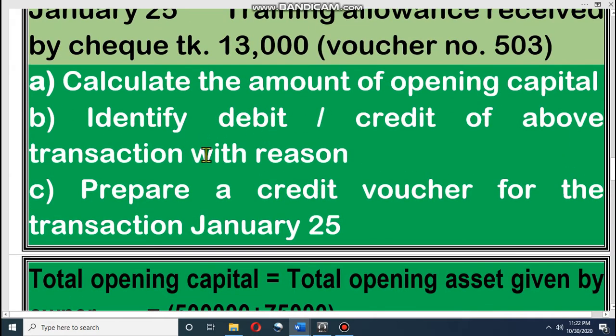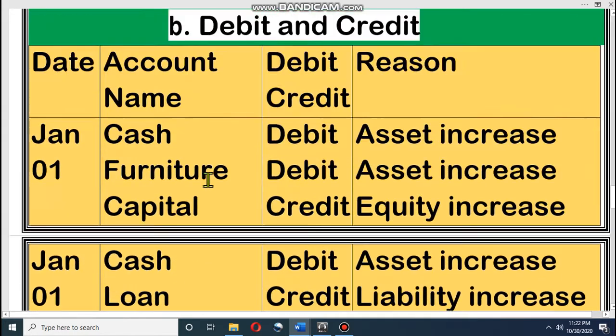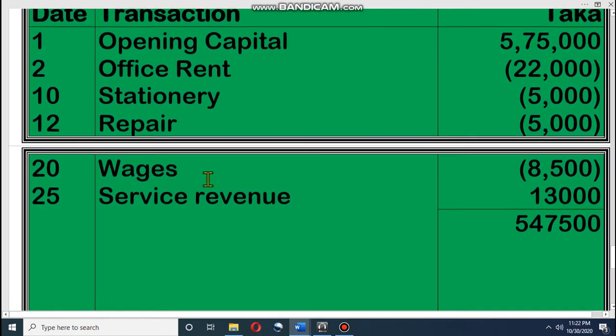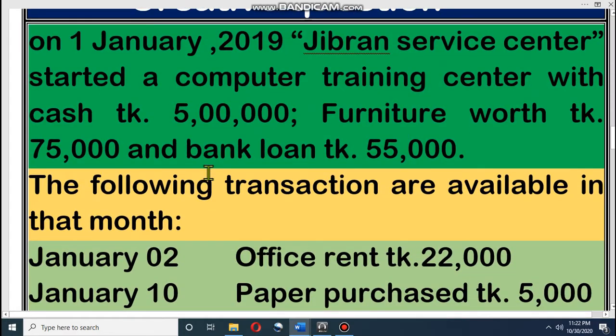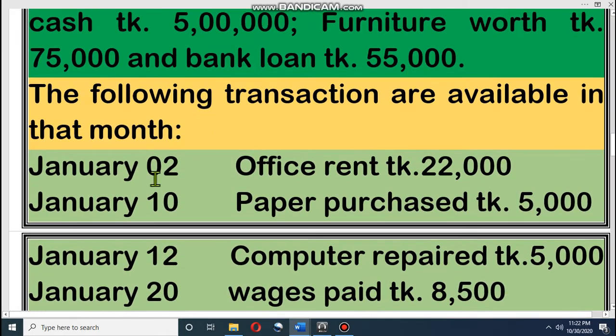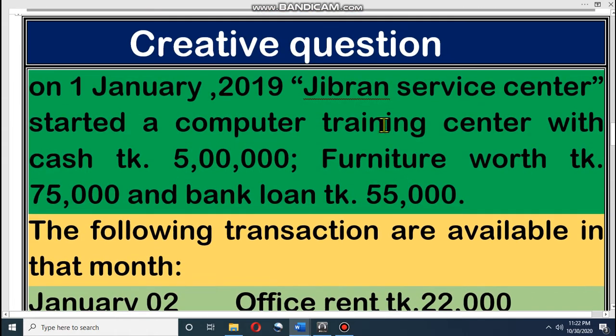Now requirement B, identify debit and credit with the above transactions. That means we have to find the amount of debit and credit with the above transactions. Let me discuss at first. Dear student, you know that asset and expense accounts are debit, and income, liability and equity accounts will be credit. Look at the first transaction, January 1, cash account debit, it is an asset. Furniture account will be debited, and bank loan, it is a liability, it is another transaction.